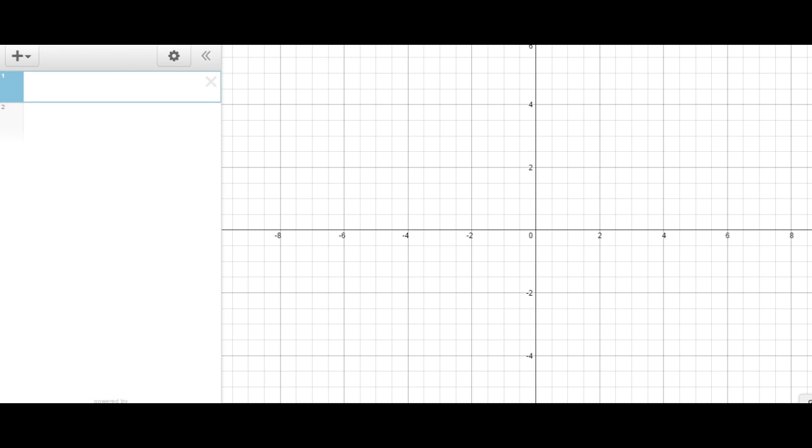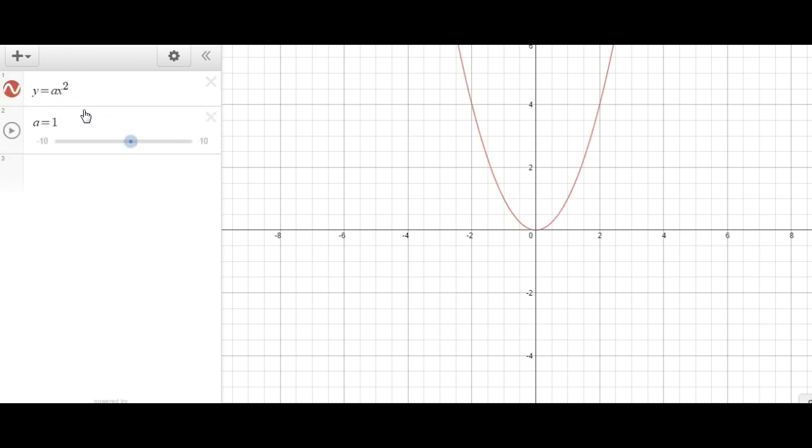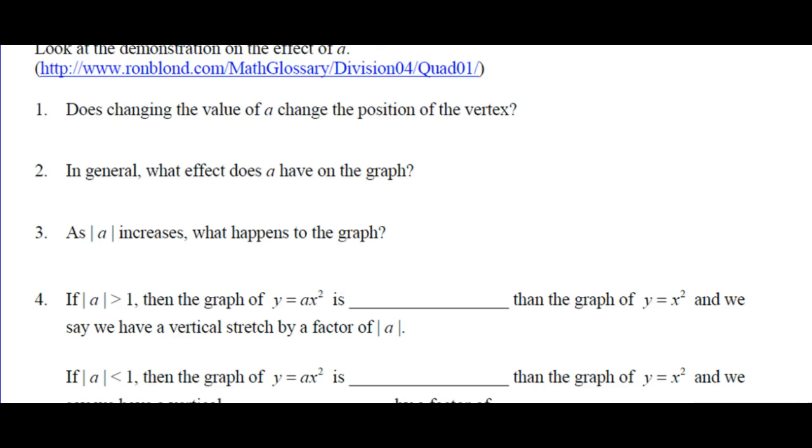Okay, so let's go y equals ax squared. Now, it's going to say add slider. This is the cool part, right? Add slider a. Okay. So I'm going to change the value of a, and you're going to look and see what happens, right? Now, before we do that, let's look at the questions you've got in front of you. So, does just changing the value of a change the position of the vertex? You're going to look for that. In general, what effect does a have as the absolute value? Have you seen this before? Okay, so the absolute value of a.